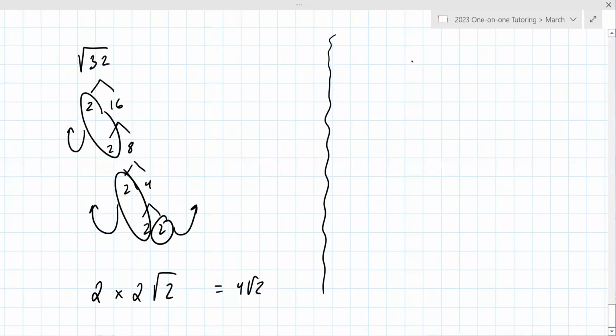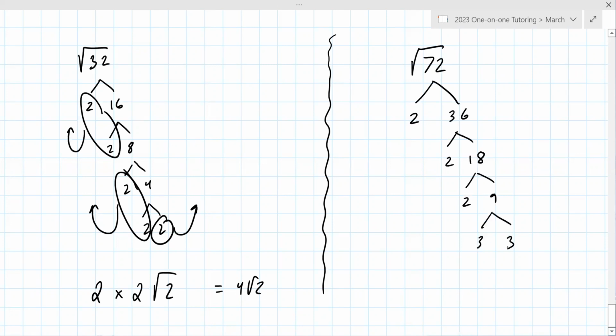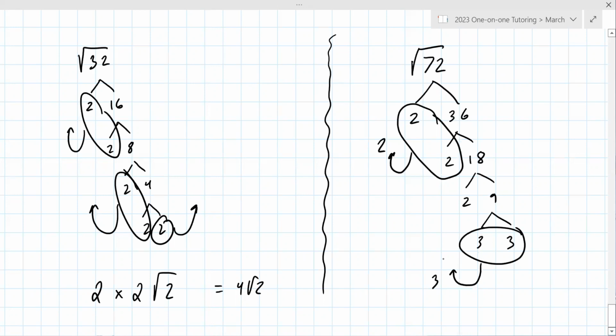So here's another problem here, like the square root of 72. Okay, so you start with 2 and 36, 2 and 18, 2 and 9, 3 and 3. This has 2 different pairs, a pair of 2s and a pair of 3s. So 2 comes out, a 3 comes out, but this 2 stays in.